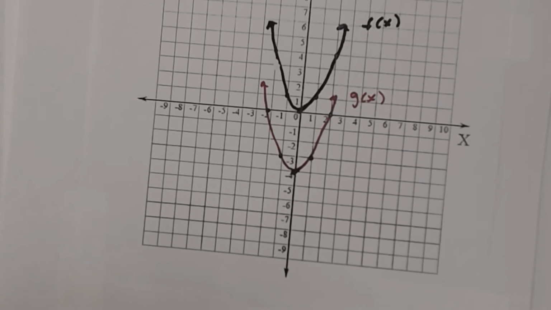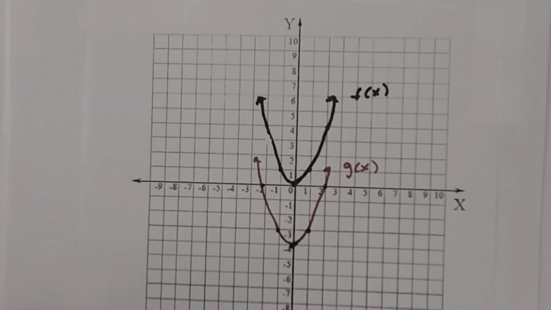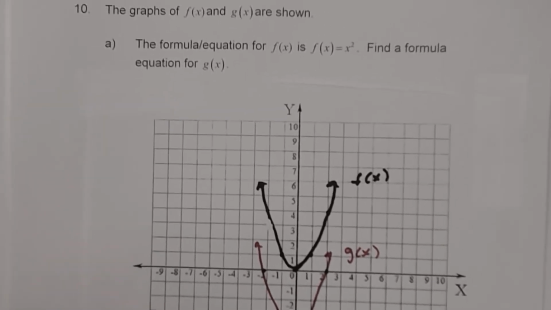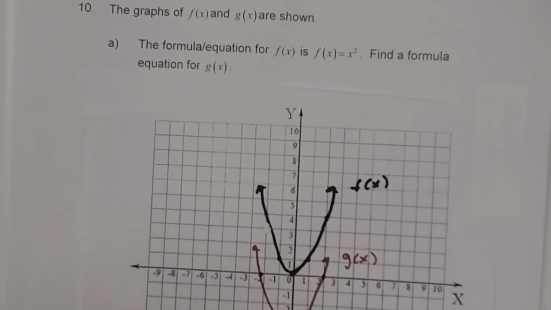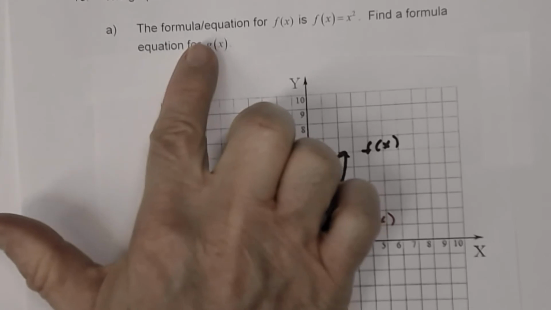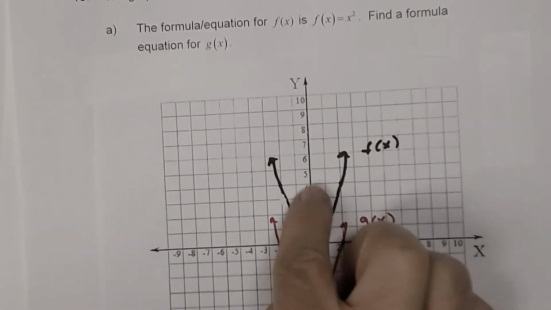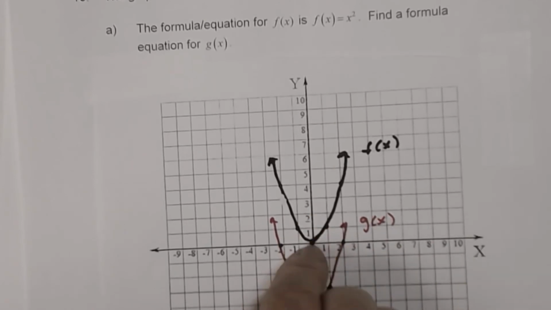So number 10, you're given this graph right here. And the direction says this, so you have to follow the directions very carefully. The direction says, come up with an equation or formula for f of x. Okay, I'm sorry, I'm reading it wrong. The formula for f of x is given, and f of x is x squared here. So that's your quadratic function.